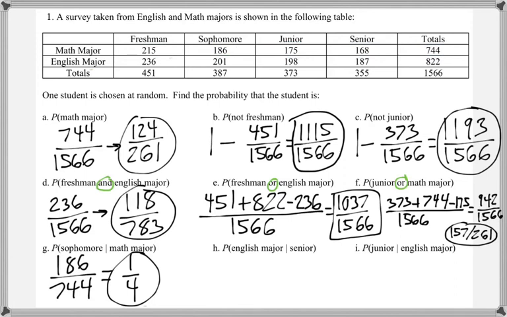Part H says, find the probability that the student is an English major if we know that the student is a senior. So because we know the student is a senior, we are only looking at this column. So we are only looking at these 355 students. So of those 355 students, how many are English majors? And that would be 187.